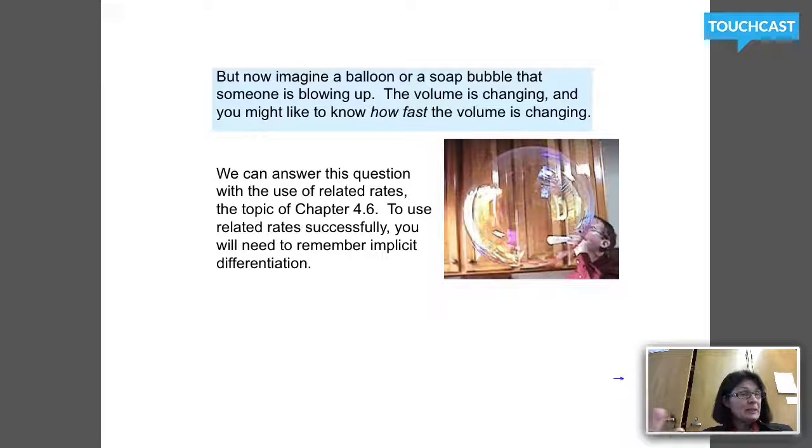The key to related rates is remembering what we know about implicit differentiation. Remember, Chapter 3 gave us all these tools for finding derivatives. Chapter 4 is going to give us reasons to remember and want to use them. So the thing to remember here is how to perform implicit differentiation.